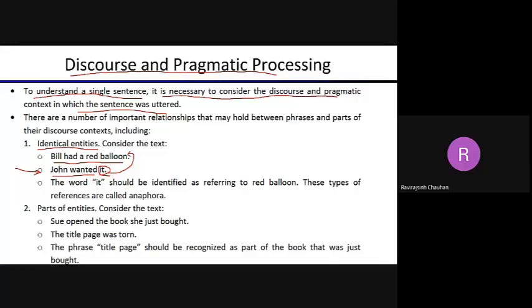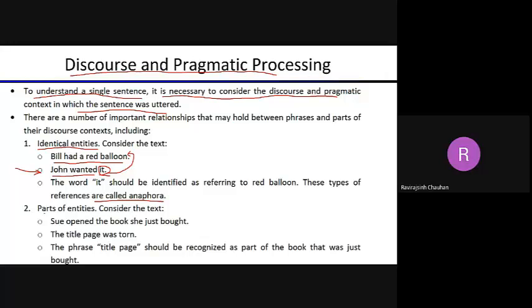Is it understandable? It must be relatable to red balloon. So this reference must be there. It is important to understand this. Then and only then we can understand the meaning of the sentence. And this type of reference is called anaphora. What will we call it? Anaphora.